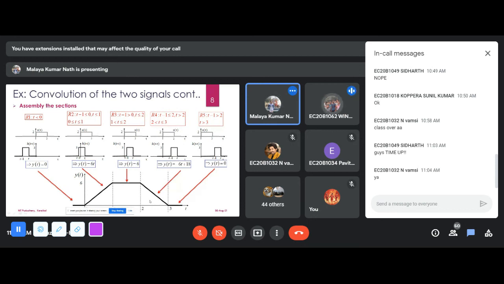MOSFET could be the system, no, sir? Yeah, MOSFET can be a system there. I am not denying that. But this is called convolution. Understood? You understand my point?